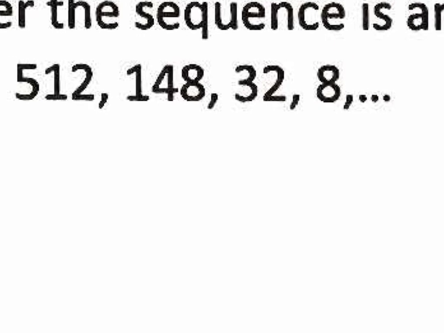If I were to take 8 minus 32, I'll get negative 24. And over here, 32 take away 148 is not negative 24. It's something bigger. So there's definitely not a common difference. We need to find if there's a common ratio. Again, to find out whether there's a common difference or a common ratio, you have to pick a number and then either subtract the number right before it or divide by the number right before it.